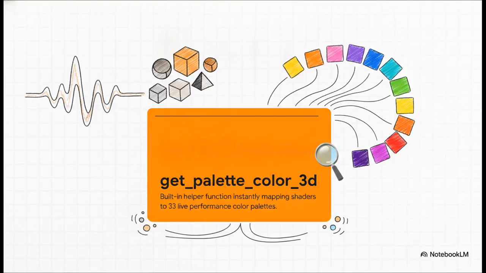Over on the fragment side, though, VKO1 hooks you up with some incredible built-in tools. For example, the Get Palette Color 3D function. This little helper injects your custom shaders straight into the app's ecosystem, instantly mapping it to 33 live performance color palettes. It basically guarantees your custom visual code stays perfectly cohesive with the rest of your VJ set.